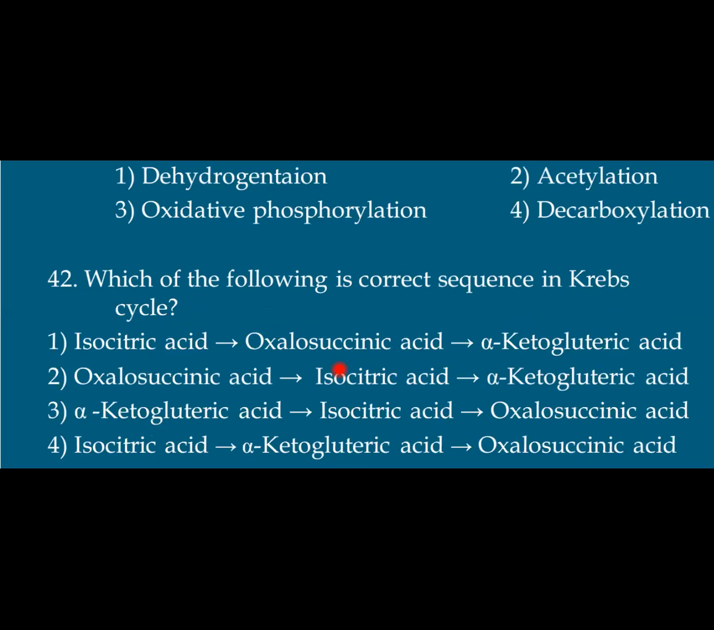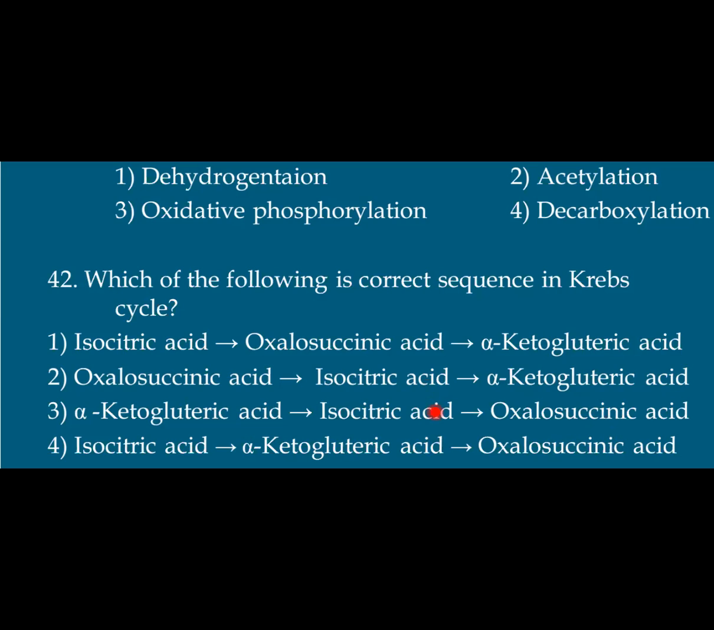Let us come to the next question. Which of the following is the correct sequence in Krebs cycle? Students, you have already seen the cycle which I explained a few minutes back. You have to identify the correct sequence here. Let us see the options. Option 1: isocitric acid converting to oxalosuccinic acid and then converting to alpha ketoglutaric acid. Option 2: oxalosuccinate converting to isocitrate converting to alpha ketoglutarate. Option 3: alpha ketoglutarate, isocitrate, oxalosuccinate.